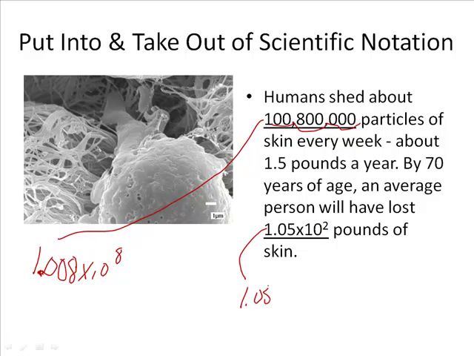This one, let's take this out of scientific notation. We've got 1.05. The decimal point starts here. It's saying take this number and multiply it by 10 twice. So multiply it by 10 the first time, multiply it by 10 again, and we end up with 105 pounds of skin by the time you're 70.